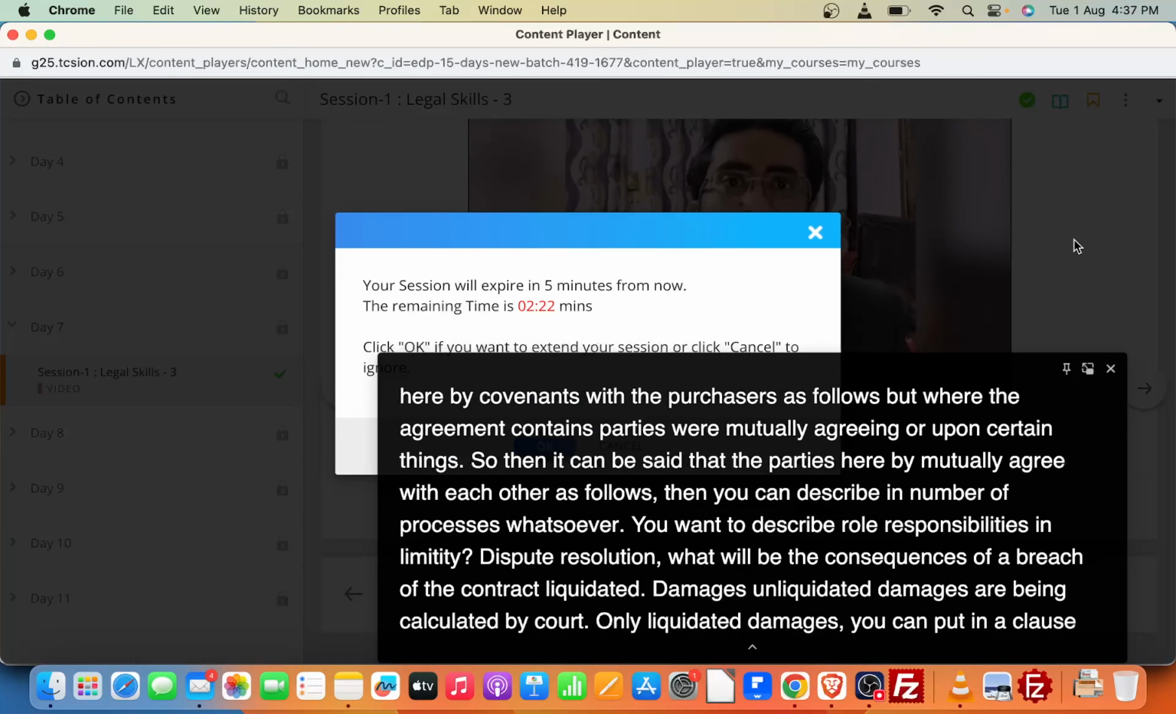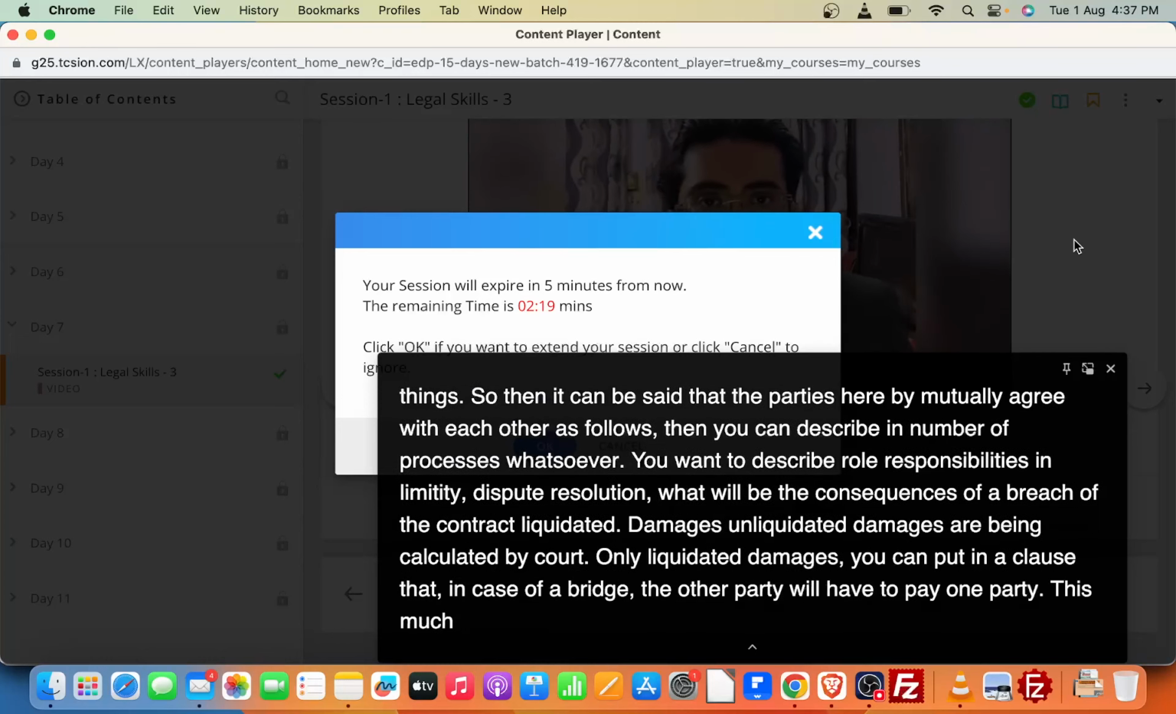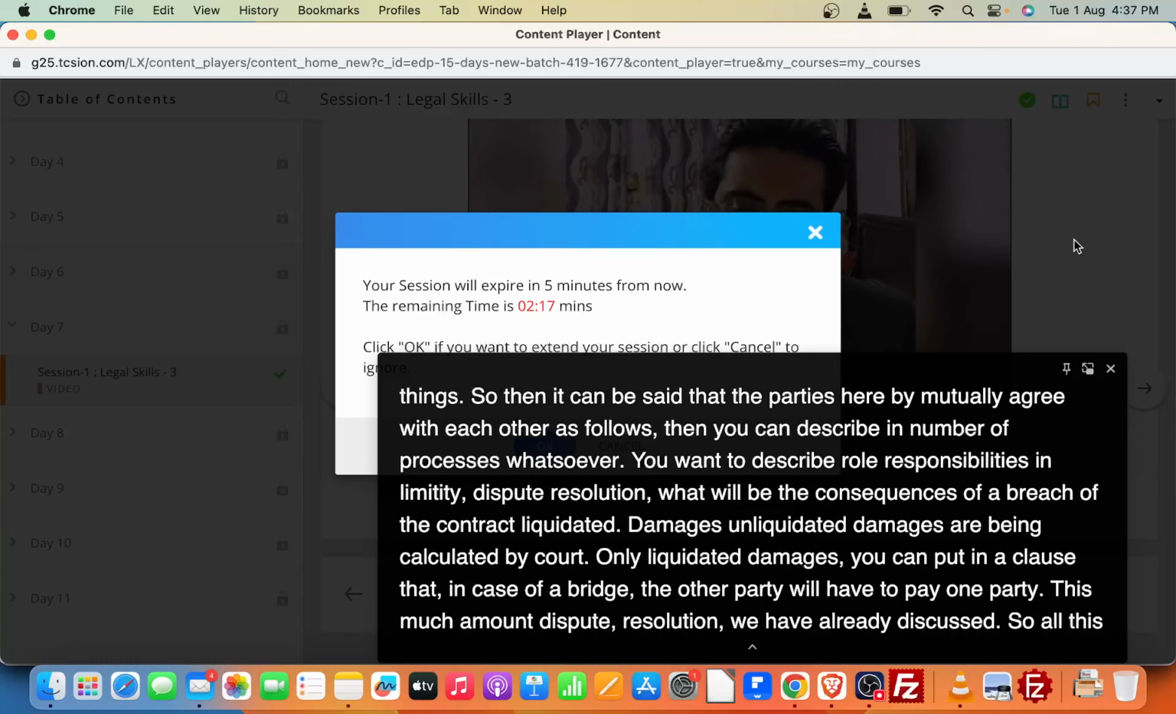Liquidated damages: you can put in a clause that in case of a breach, the other party will have to pay one party this much amount. Dispute resolution, we have already discussed. So all these clauses go.